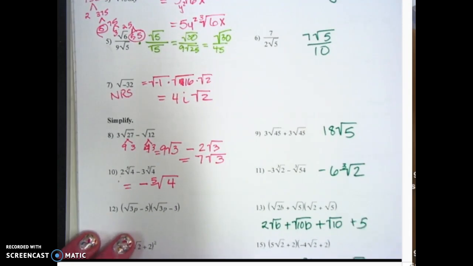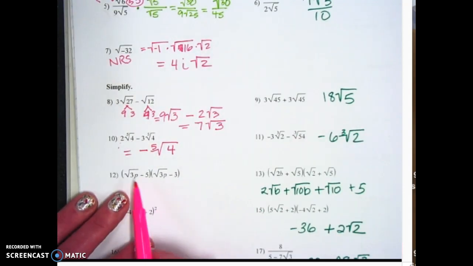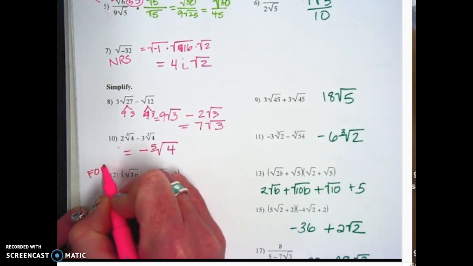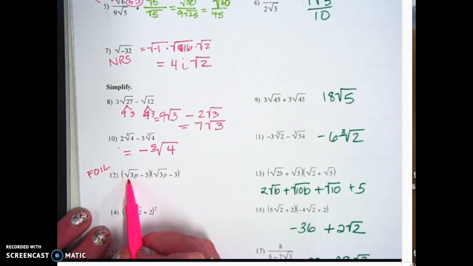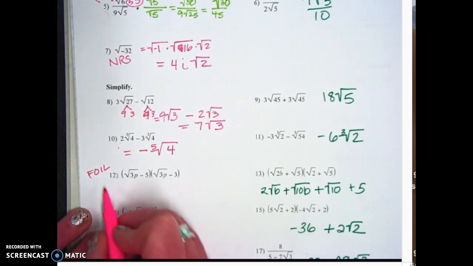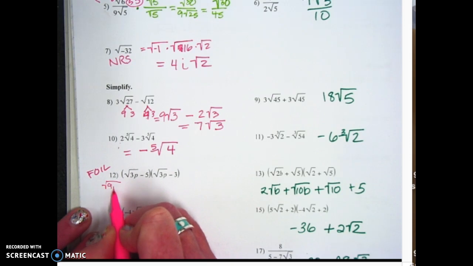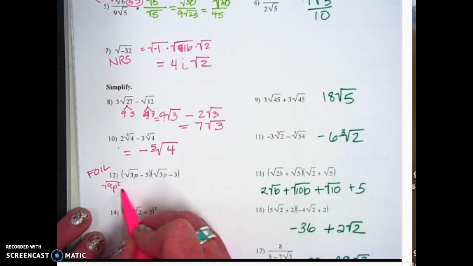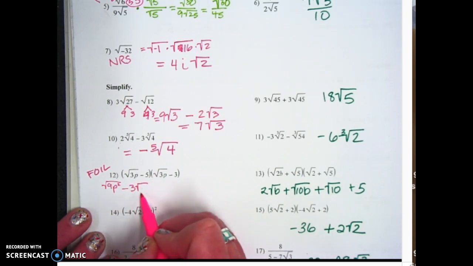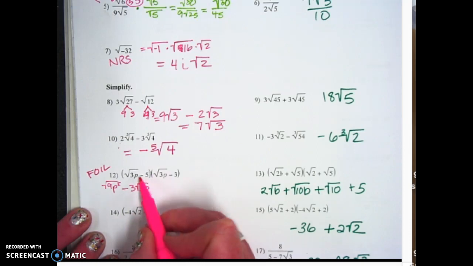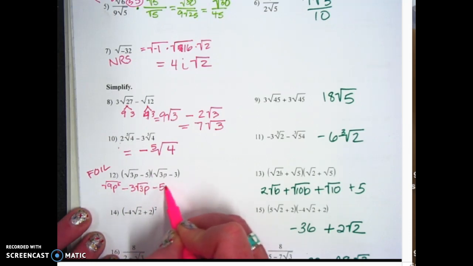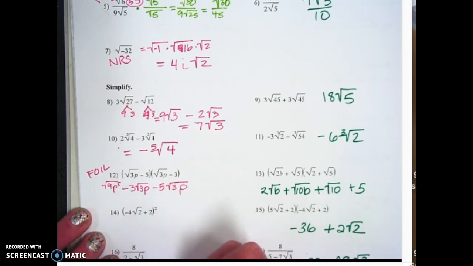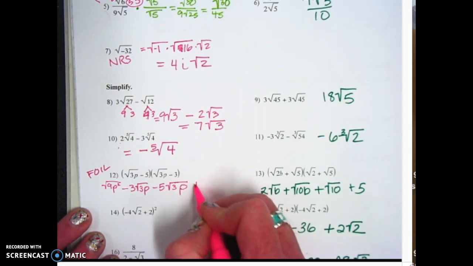All right. Number 12. We have a binomial with a radical times a binomial with a radical. So we are going to FOIL. So first means we're going to multiply the square root of 3p times the square root of 3p, which is going to be the square root of 9p squared. O is for outside, so square root of 3p times negative 3 is going to get us negative 3 square roots of 3p. Inside is going to get us negative 5 square roots of 3p. And that'll be under the radical. Last is going to get us plus 15.